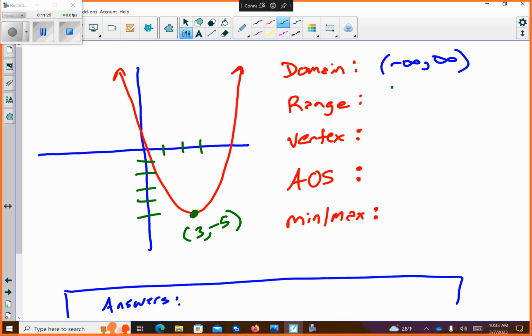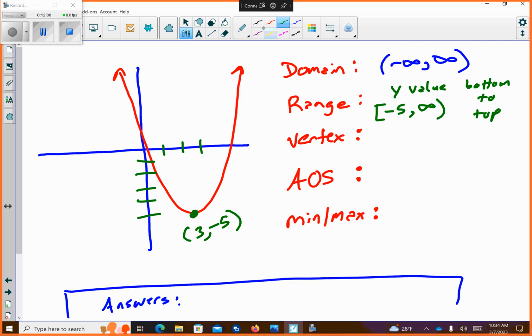The range deals with the y value and goes from bottom to top. So what is my smallest y value that is up there? Negative 5, and that's the bottom, right? So it goes from negative 5, with a hard bracket, to infinity. That's what the range is going to be there.